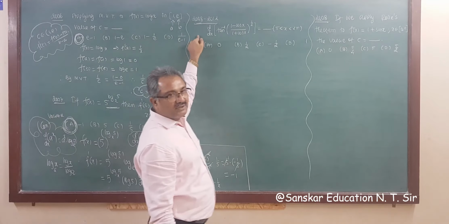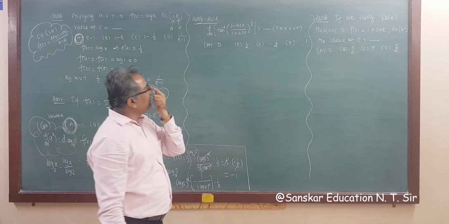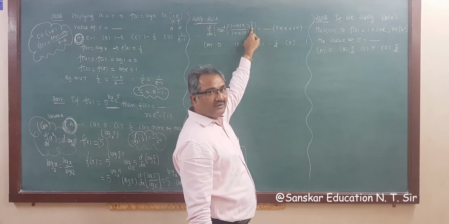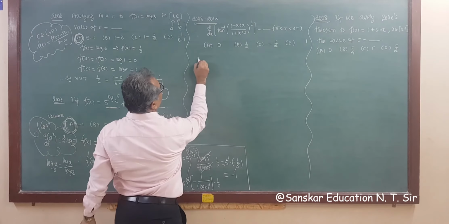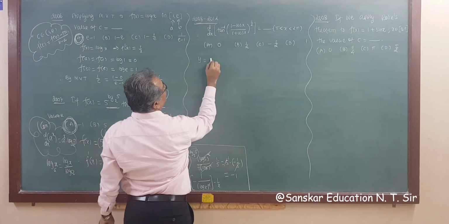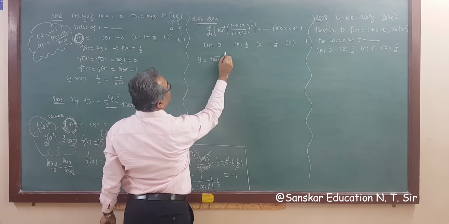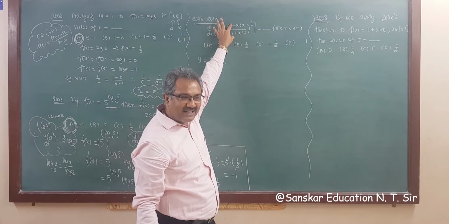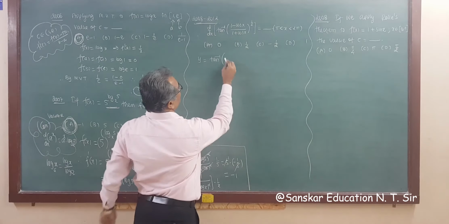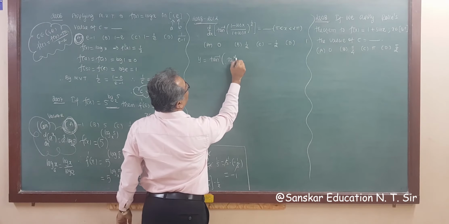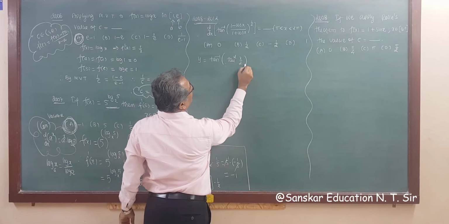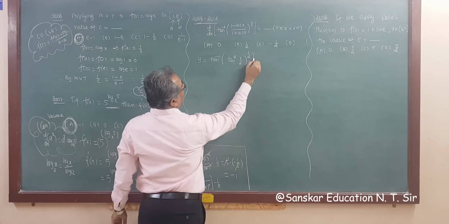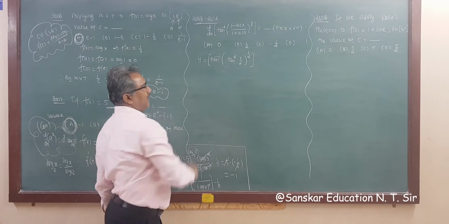Now this is the example: d/dx of tan inverse of 1 minus cos x upon 1 plus cos x, raised to half, right? Suppose I say this is y. So y is equal to tan inverse. Now what is this? This is the formula for tan square x by 2, so tan square x by 2, whole to the power half, is your tan inverse.